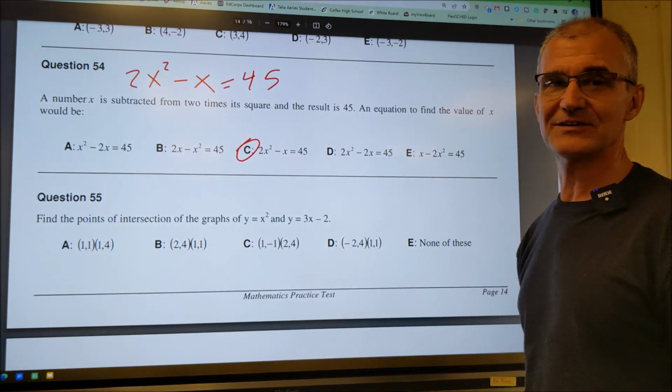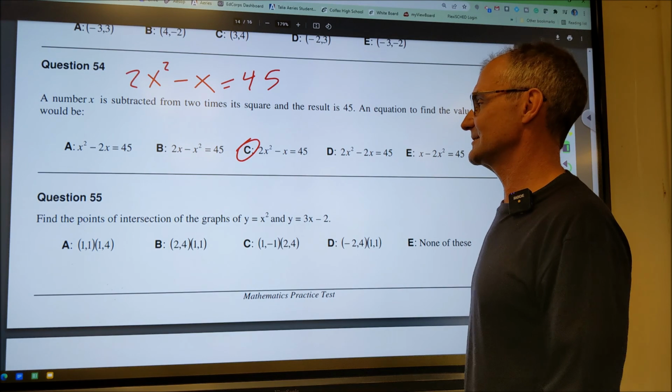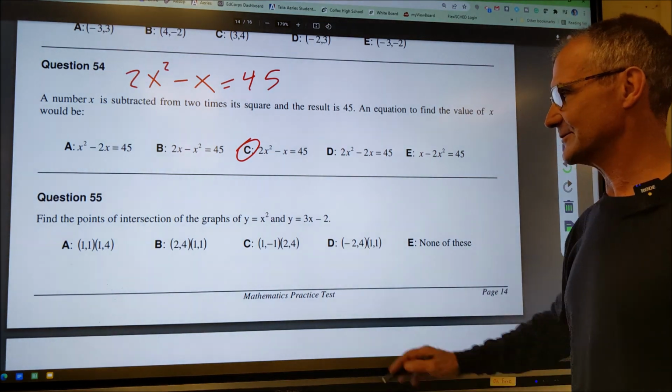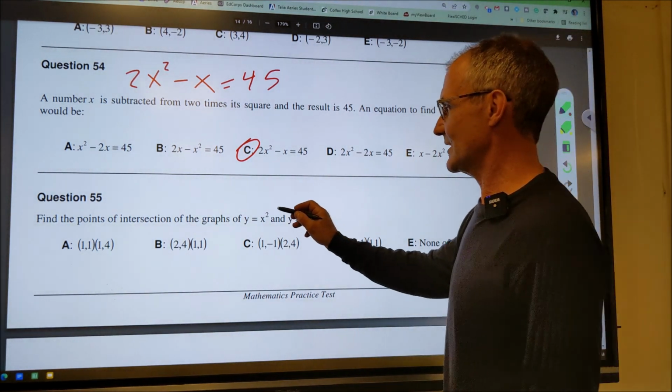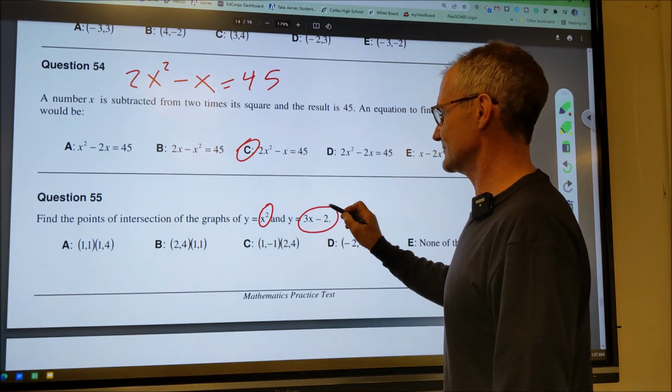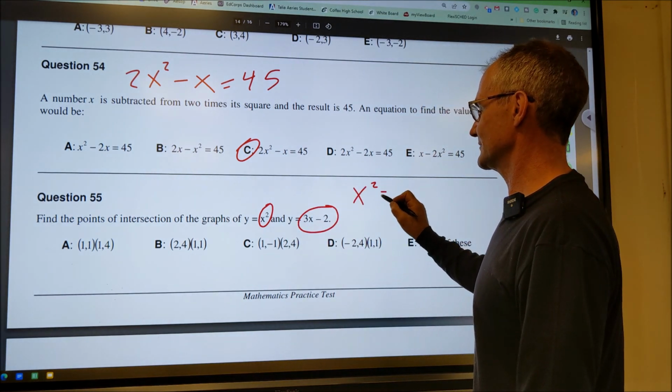All right, number 55. Find the point of intersection of these two graphs. I'm not seeing a quick way as I scan the answers, but I see y is equal to that and y is equal to that. So those two things have to be equal to each other.